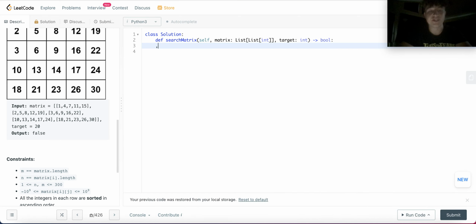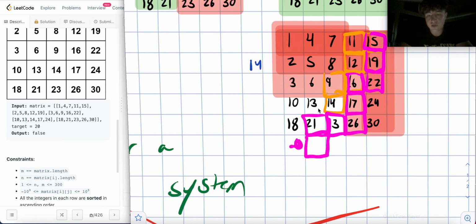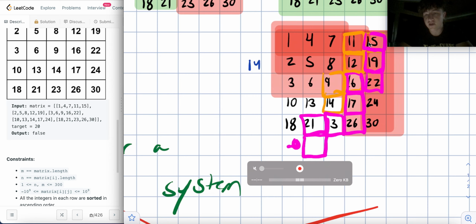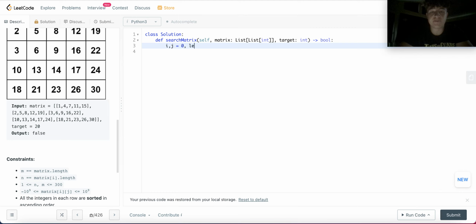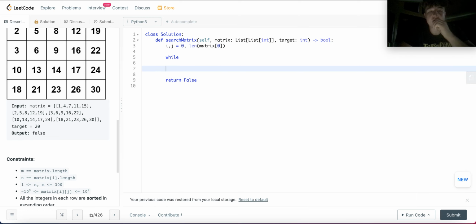Okay, so we'll have our position where we start, right? Our IJ position. So we start at the 0th row in the last column, right? So that would be I position is 0 and our J position is the length of the matrix at 0. All right. And then what we'll do is we'll just say while true, I guess. Or we could say while we're within boundaries. And if we're not within boundaries, return false. So we'll say while we're within the boundaries.